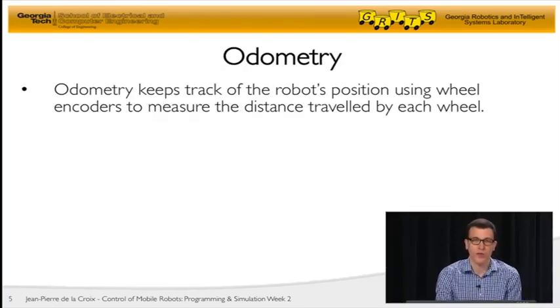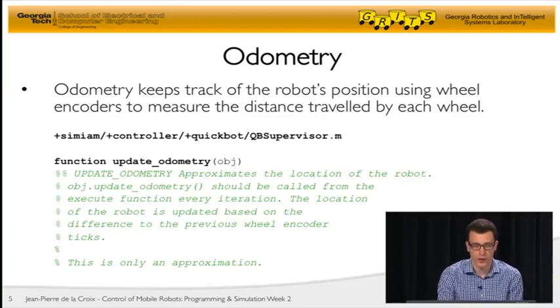The second part of this assignment is odometry. What you need to do is to measure the distance traveled by each wheel and estimate the position and orientation of the robot using those measured distances. You will implement this in the update_odometry function, which is inside the qbsupervisor.m file. Let's take a look at the skeleton code for this function.